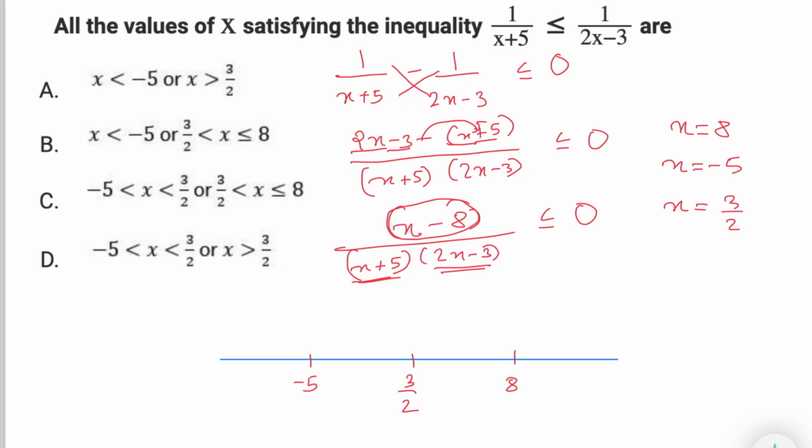And now let's plot the nature of this expression. When we take the value of x greater than 8, let's say x is 9, this bracket is positive, and so is this bracket, and so is this bracket, right?